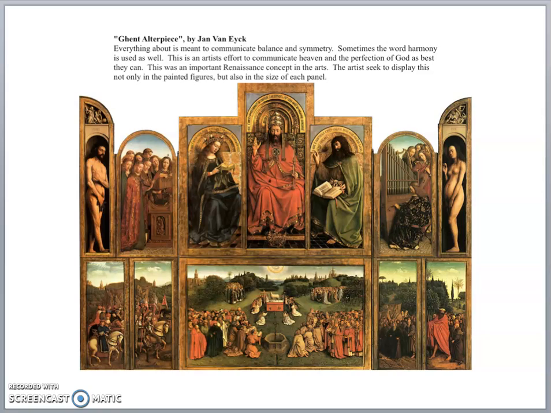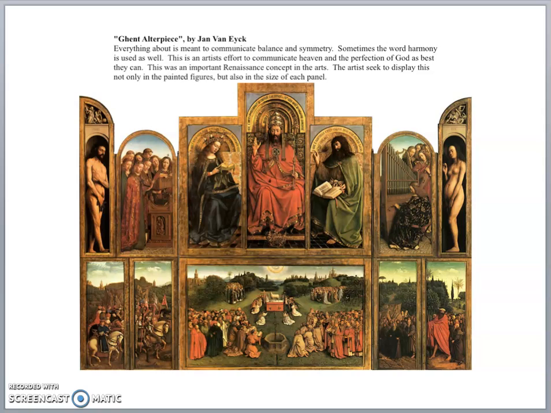So here we have the Ghent altarpiece by the Dutch artist Jan van Eyck, from back in, let's see, I think the late 1400s or 1500s. Everything about this piece is meant to communicate balance and symmetry. Sometimes the word harmony is used interchangeably there as well. This is an artist's effort to communicate the sense of heaven and perfection of God as best they can.